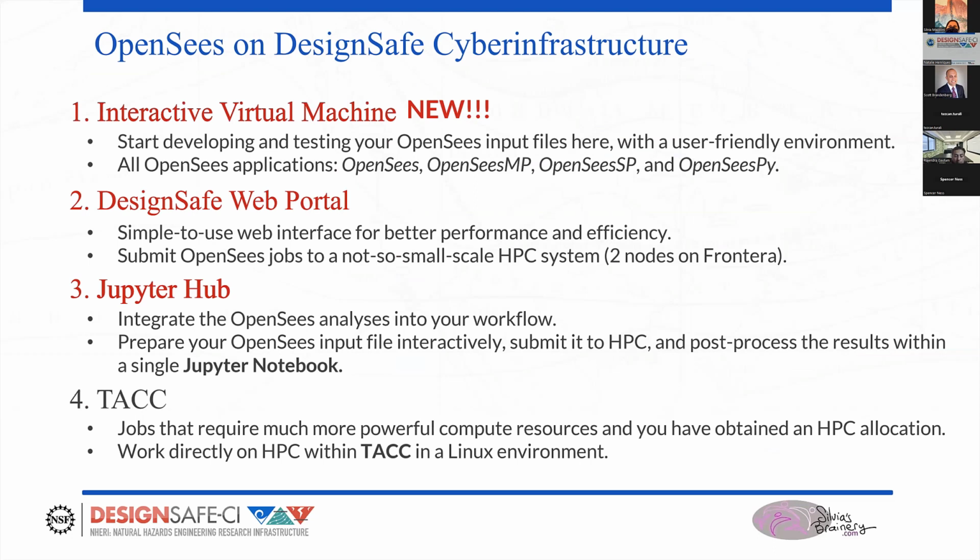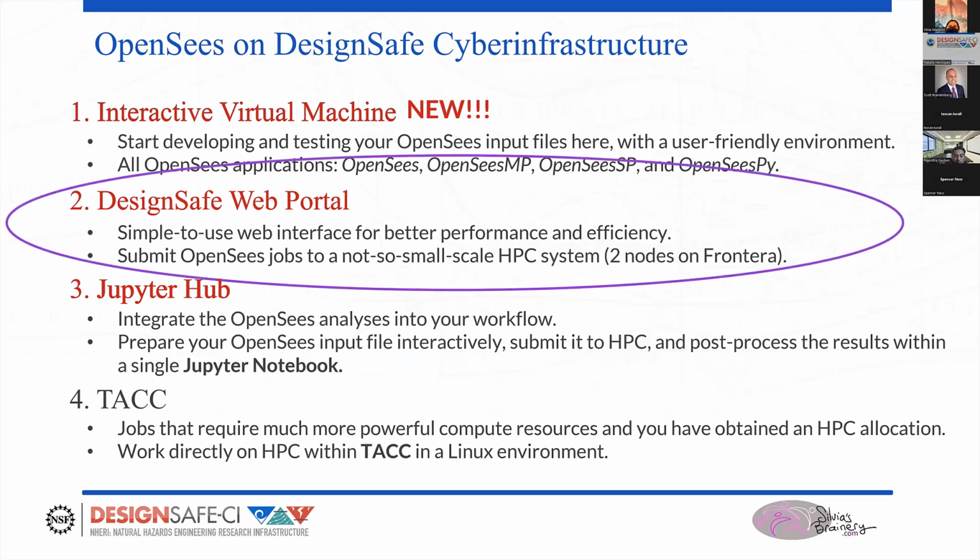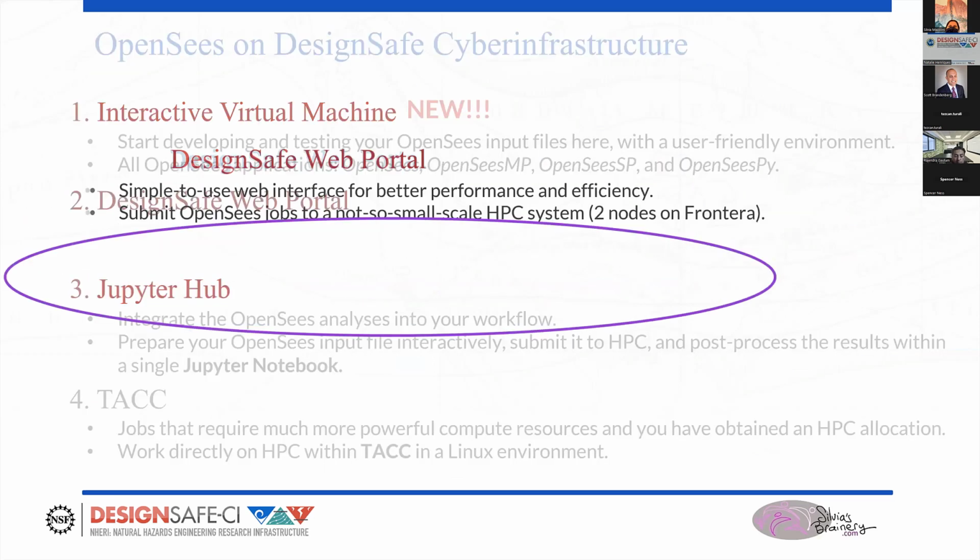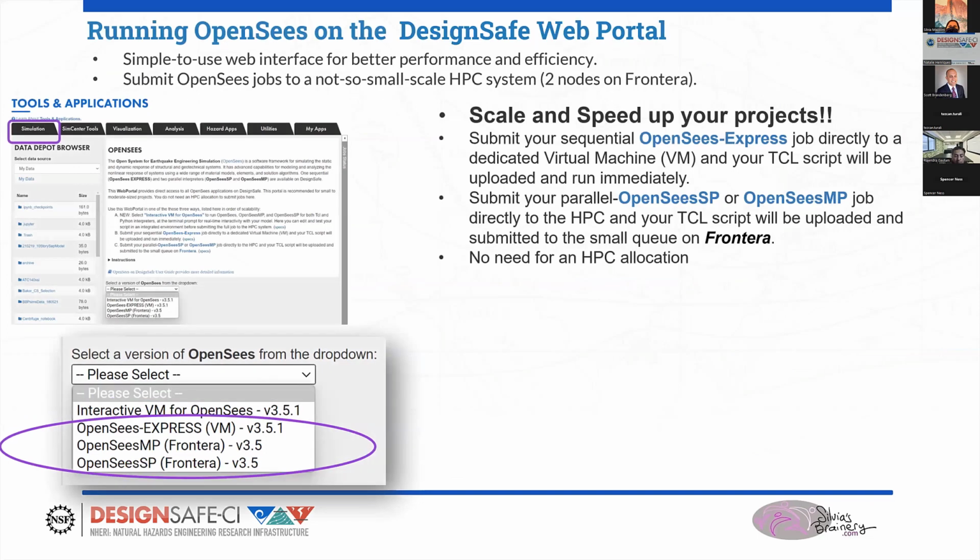The Jupyter Hub, as I've already talked about, allows you to integrate OpenSees into your workflow. You can prepare your pre and post processing and submit it right to HPC. Okay. But now that takes care of the Jupyter Hub, but now I've got to jump back into the web portal, which is really the other most powerful resource that you have on DesignSafe. This is the rest of the selection that you have in the pull-down menu in the OpenSees simulations.